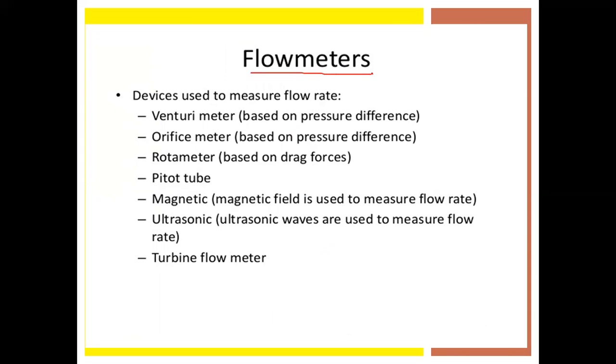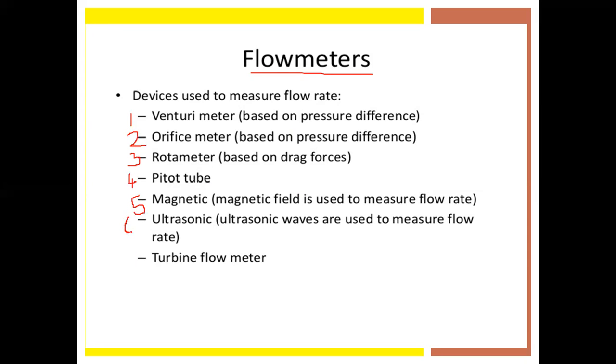What are the various types of measuring devices? The devices which are used to measure the flow rate are the venturimeter, which is based upon the pressure difference. Second one is the orifice meter, which is also based upon the pressure difference. Third one, rotameter, which is based upon the drag forces. Fourth one, pitot tube. Fifth one, magnetic meter, where you are using a magnetic field in order to check the flow rate of any liquid.